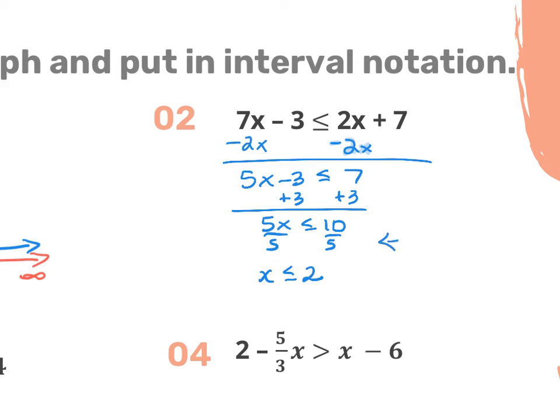Again, I'm going to graph it. Put 2 in the middle. This time it's a closed circle on positive 2. And again, it's less than, so it's pointing to the left. And again, in interval notation, negative infinity up to the 2, but this time the 2 gets a bracket.